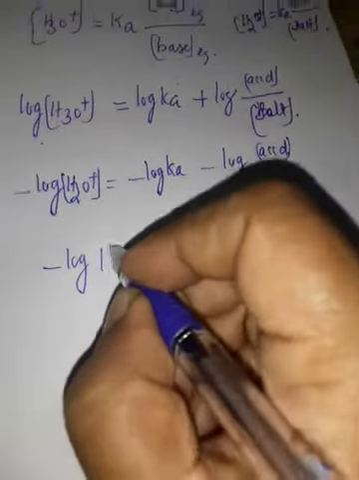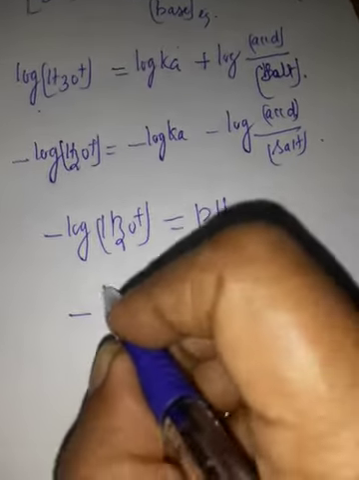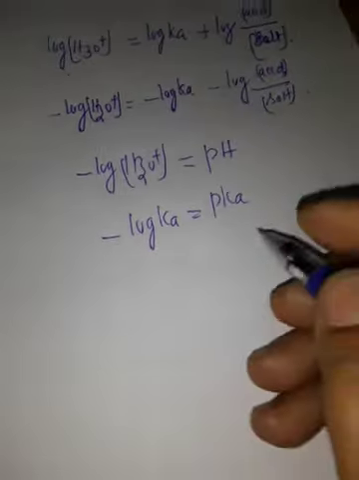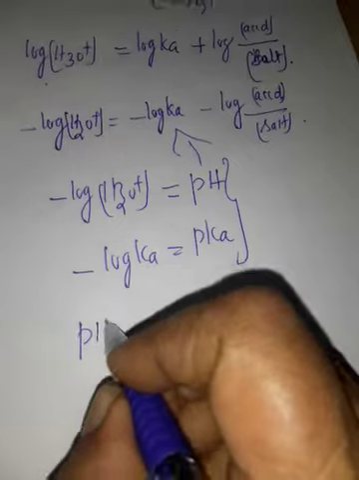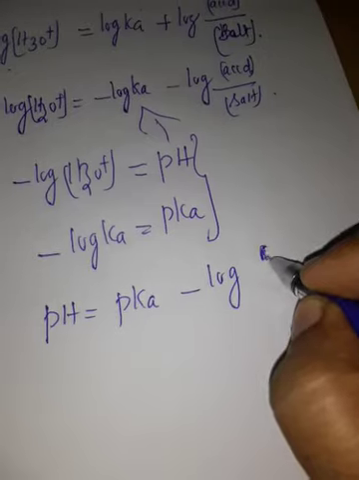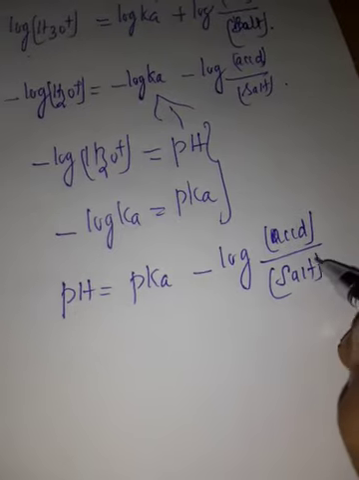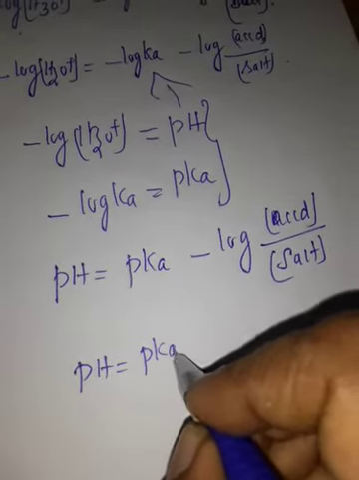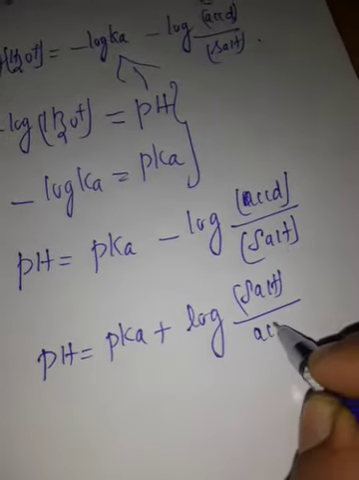Minus log H3O+ concentration, we already know, is pH. Minus log Ka we can write as pKa. So applying both here, pH is equal to pKa minus log acid concentration by salt concentration. To remove that negative sign, you can write pH is equal to pKa plus log salt concentration by acid concentration.